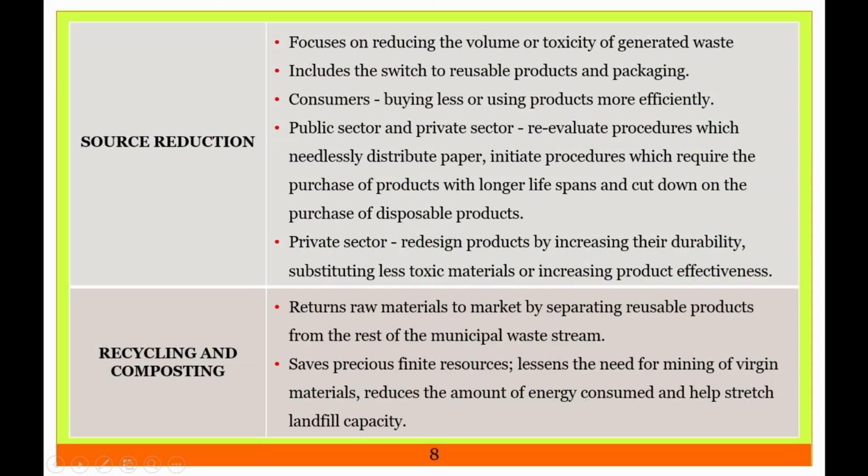For source reduction, the first point focuses on reducing the volume or toxicity of generated waste. This includes switching to reusable products and packaging. Consumers buy less or use products more efficiently. The public and private sectors reevaluate procedures that needlessly distribute paper, initiate procedures that require the purchase of products with longer lifespans, and cut down on the purchase of disposable products. The private sector also designs products by increasing their durability, substituting less toxic materials or increasing product effectiveness.